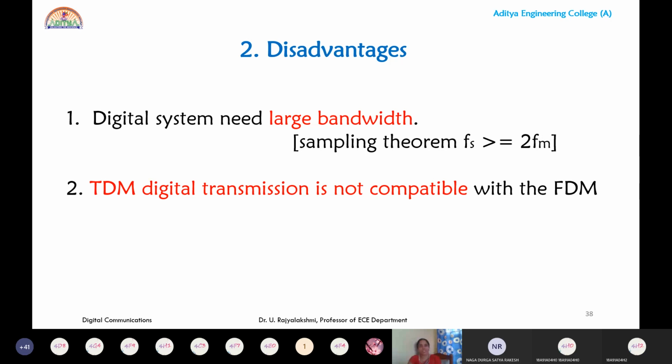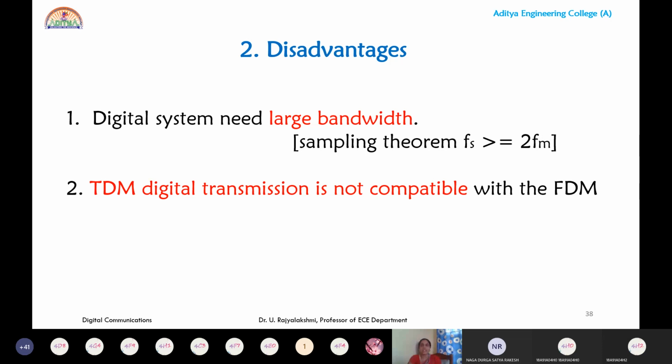So digital systems need a high amount of bandwidth. That's a drawback here, and the question is how to compensate that large bandwidth with the SNR. That is still in research. This disadvantage, how to maintain the trade-off between the bandwidth, SNR and channel capacity, is still going on. That is the first disadvantage, and researchers are still trying to overcome it.